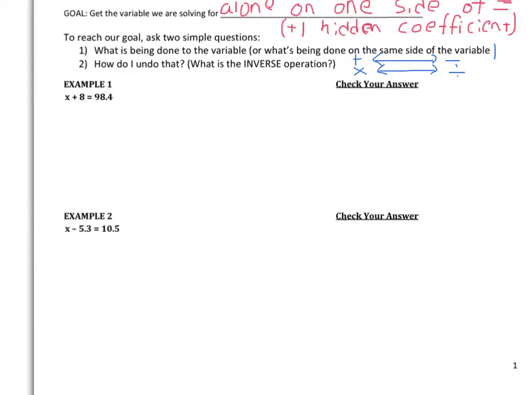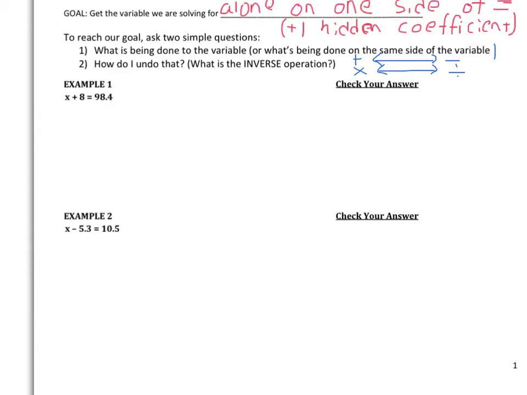Let's do example 1 here. To figure out the first question, what is being done on the same side of the variable, you simply have to say this equation. So listen to me, and then I want you saying this out loud yourself, or in your own head. X plus 8 is equal to 98.4. Right now, take your finger and cover up the 98.4 and the equal to sign, so that all you can see is the x plus 8.